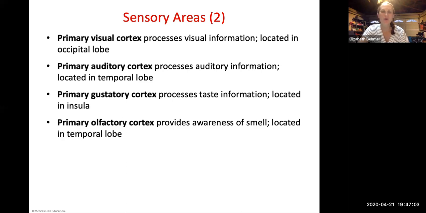Then we have cortexes, which are just general areas that process this information. Your visual cortex is in the occipital lobe, auditory is temporal, gustatory, which helps with taste, is in your insula, which again was your lobe inside of your brain, and olfactory is also in your temporal lobe.